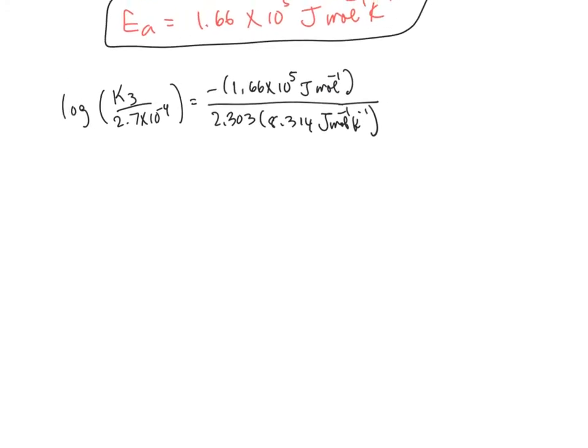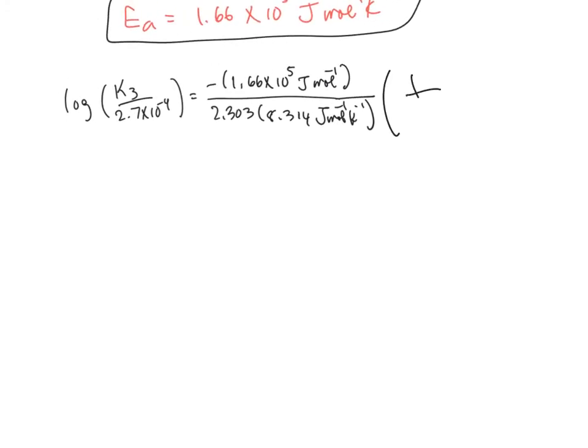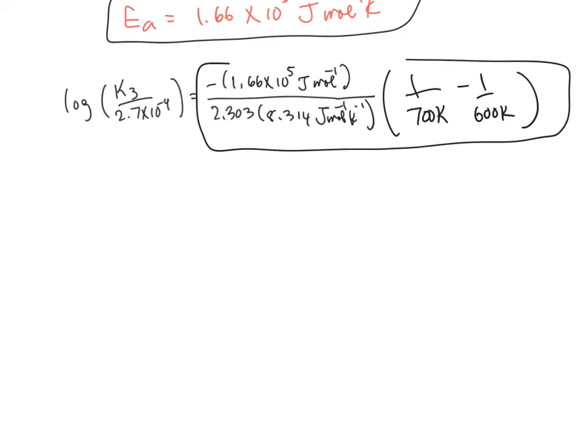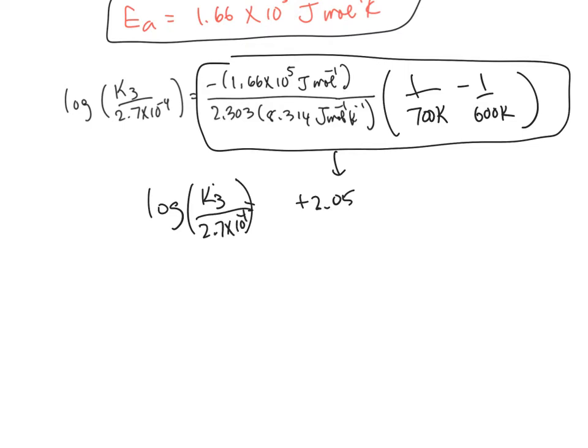Okay, and then multiplying times 1 over T3, which is 700 Kelvin, minus 1 over T1, which is 600 Kelvin. And if you go ahead and do all of that, this part right here ends up being positive 2.05. So we have the logarithm of K3 divided by 2.7 times 10 to the minus 4. The units are molar to the minus 1, Kelvin to the minus 1.